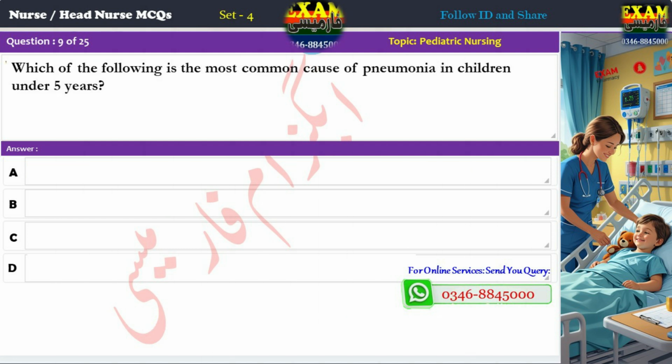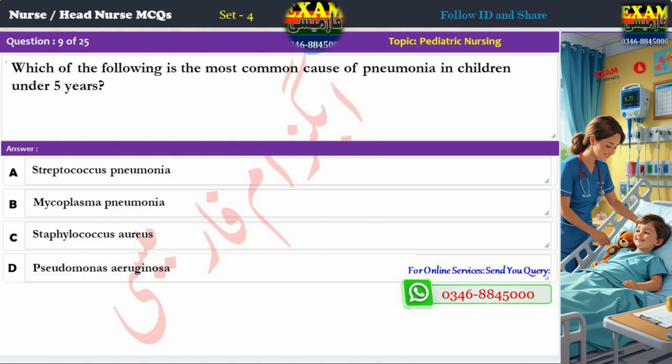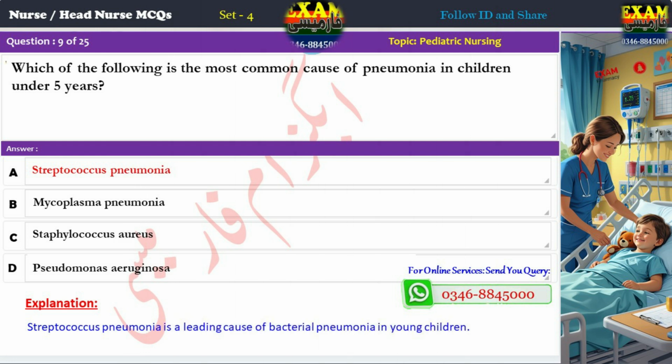Question 9. Which of the following is the most common cause of pneumonia in children under 5 years? A. Streptococcus pneumoniae. B. Mycoplasma pneumoniae. C. Staphylococcus aureus. D. Pseudomonas aeruginosa. Correct answer: A. Streptococcus pneumoniae. Explanation: Streptococcus pneumoniae is a leading cause of bacterial pneumonia in young children.